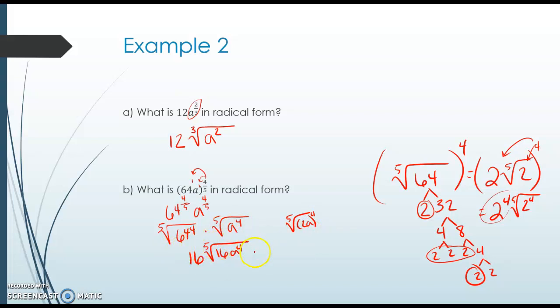Now, if seeing 16 on both outside and inside is confusing you, I want to remind you that the 16 on the outside was actually what would have been 16 to the fifth power, and that's why we got to take it out. It was a perfect fifth is what we were working with there. And so we pulled that out to the front.